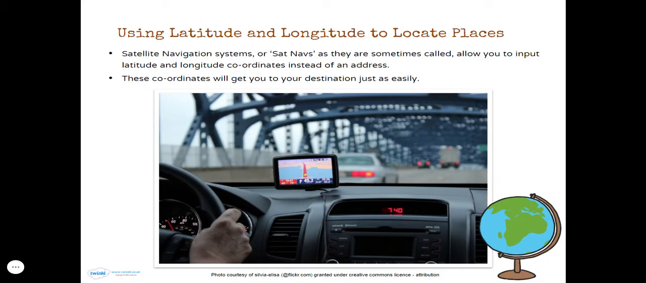So, satellite navigation systems, or sat-navs, which is what I mentioned earlier, allow you to input those latitude and longitude coordinates instead of an address. So you don't just have to put an address in there, you can put those letters and numbers. Those coordinates will get you to wherever it is you wanted to go just as easily as if you put a postcode or an address in.